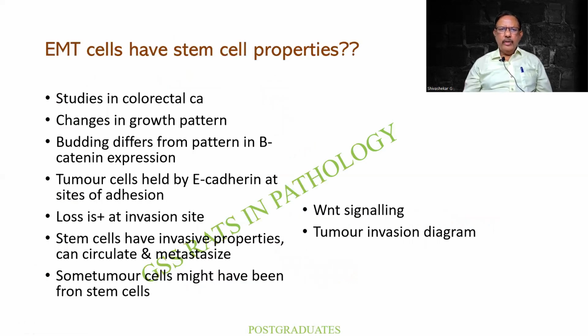And it has now been found that they have got the stem cell properties. I have already shown you in the previous pictures of the kidney and then the basal layer, etc., de-differentiation, etc. So there is a budding pattern, and then the tumor cells are held together by means of E-cadherin. There is a loss of it at the invasion site. And the stem cells also have the invasive properties. So it is not just the loss of the property, but also the stem cells that are coming into action, which can be playing out. So I think you people can recollect the diagram on tumor invasion.